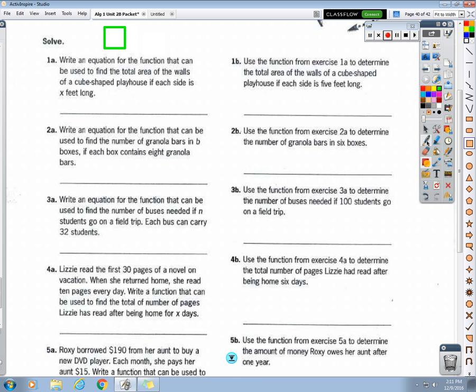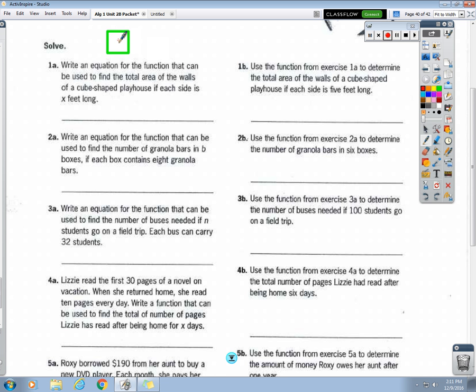Okay, so this is just one wall of the playhouse. How many walls will there be? 4. There's going to be 4 of these, right? Now, they tell you that each side, so each wall, is x feet long. So like that side is x feet long, that side is x feet long, that side is x feet long, and that side is x feet long. Okay, this is one wall of the playhouse, but there are 4 total walls in this playhouse.